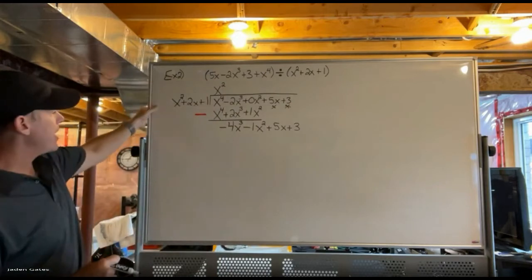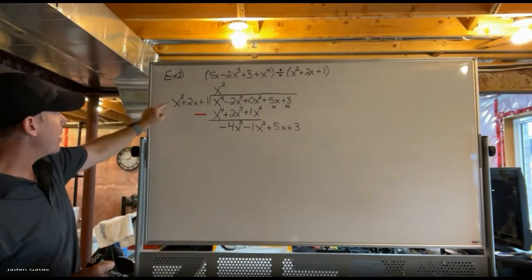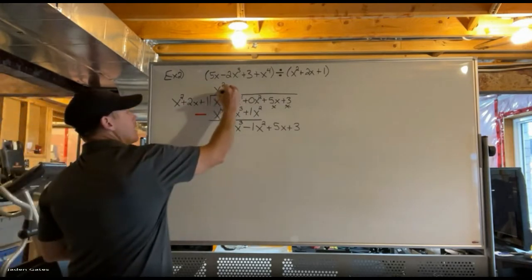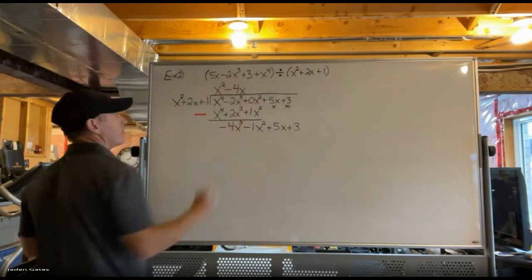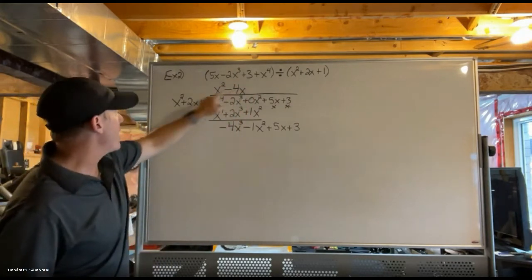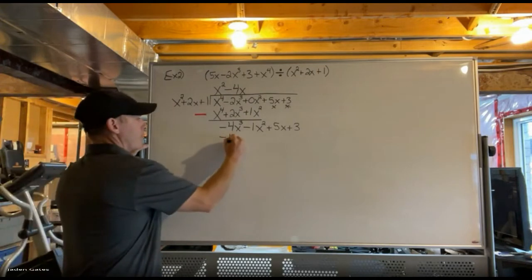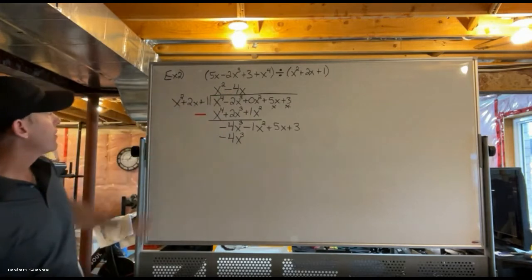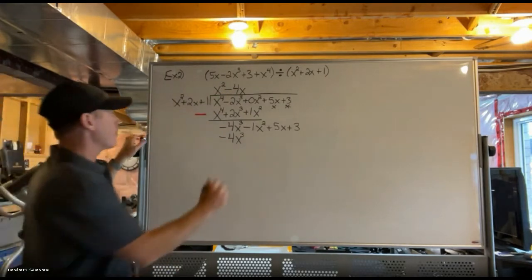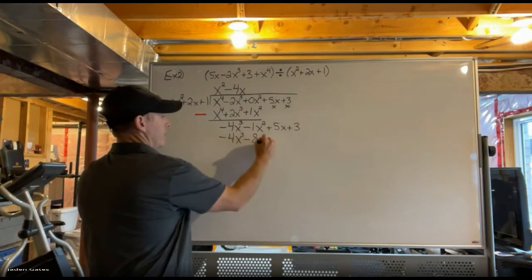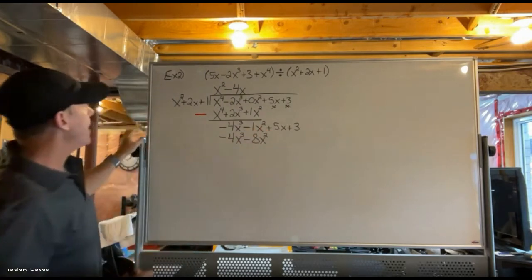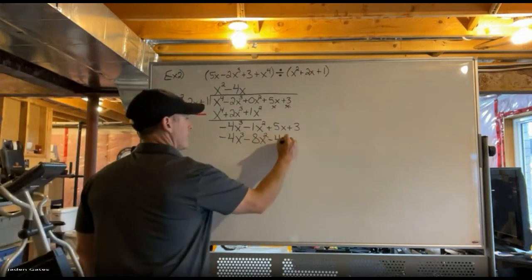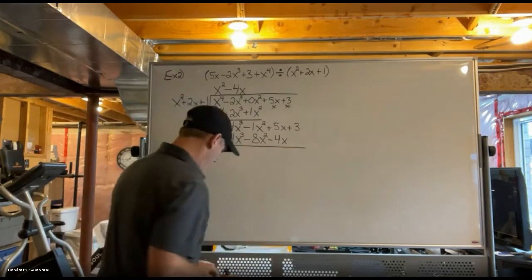All right, so now I'm looking at how do I get from x squared and multiply something to get minus 4x cubed? Well, it would be minus 4x. Okay, because now when I go minus 4x times x squared, I get minus 4x cubed. Then I take minus 4x and I times it by 2x. I'm going to get minus 8x squared. And then I have minus 4x times that 1, minus 4x. All right, now I subtract.